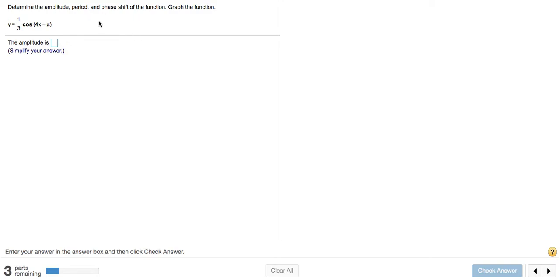Let's determine the amplitude, period, and phase shift of this function, y equals 1/3 cosine of 4x minus pi. For the numbers that appear within this equation, I know the 1/3 is going to affect the amplitude. The number in front of the x is going to affect the period. And then somehow this minus pi is going to shift the graph, either left or right. So that's what we call the phase shift.